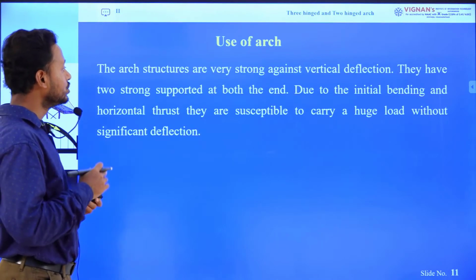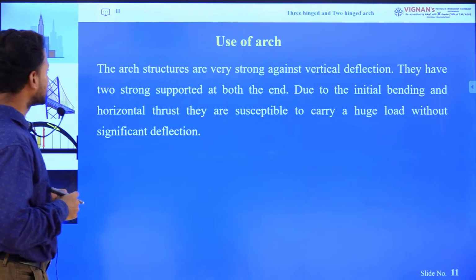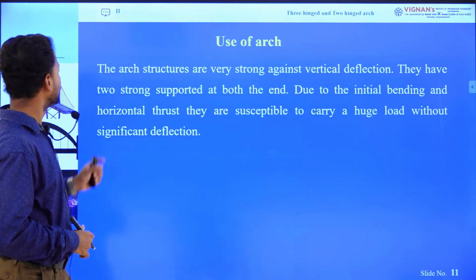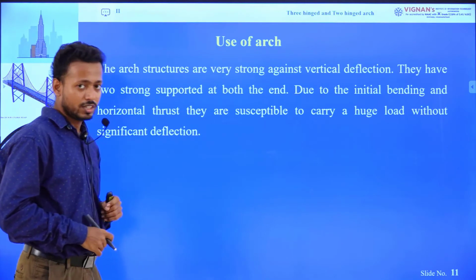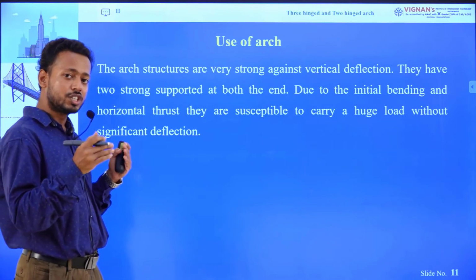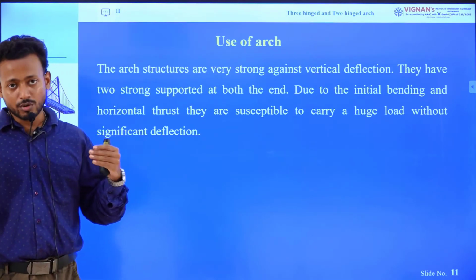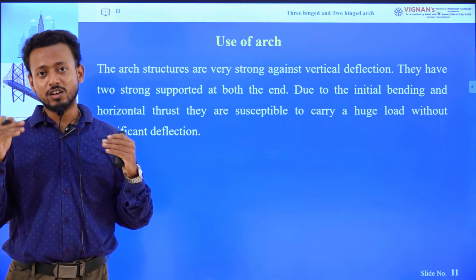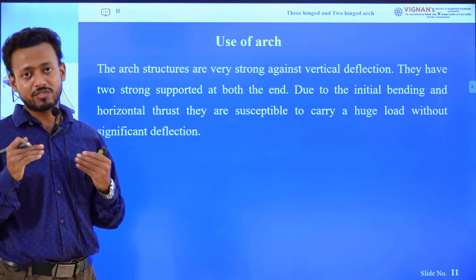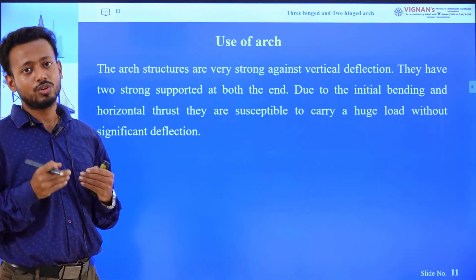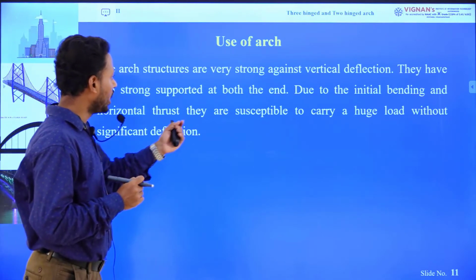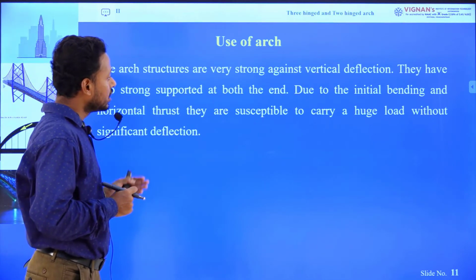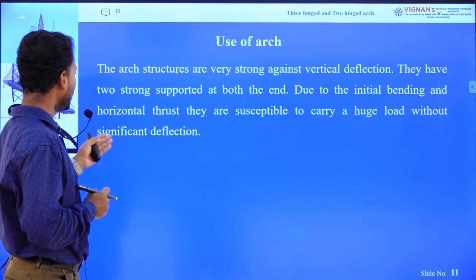So what is the use of an arch? The arch structures are very strong against vertical deflection. They have two strong supports at both the ends. As I told you, the arch is always subjected to a significant amount of horizontal thrust from both sides, so they are very strong against vertical deflection. So the vertical deflection tends to 0. It is very negligible. Due to the initial bending and horizontal thrust, they are able to carry a huge amount of load without significant deflection.